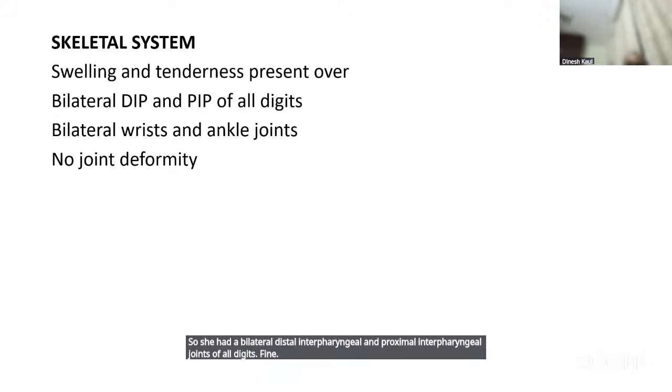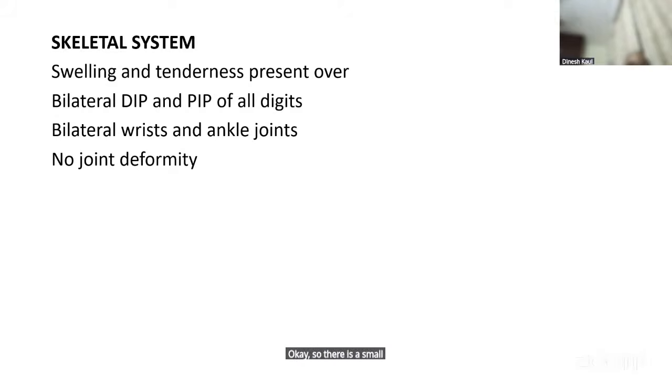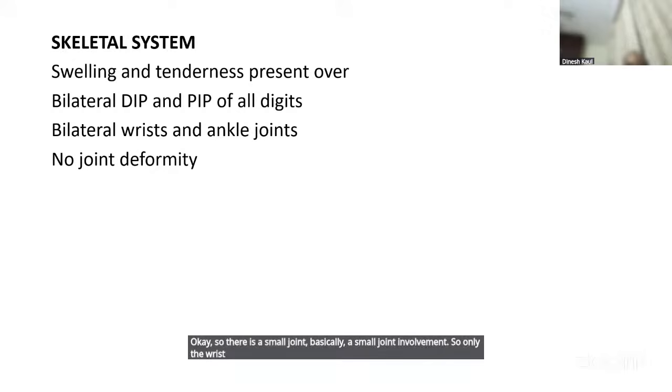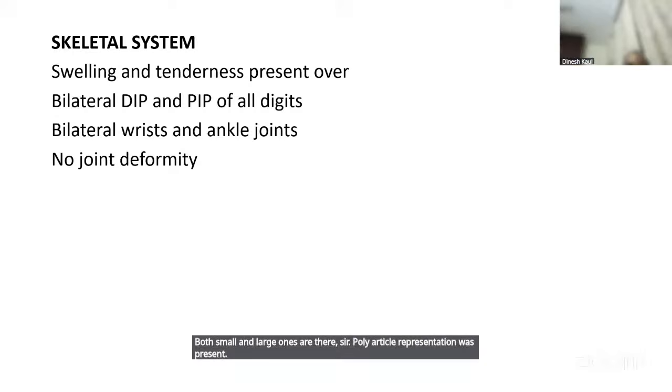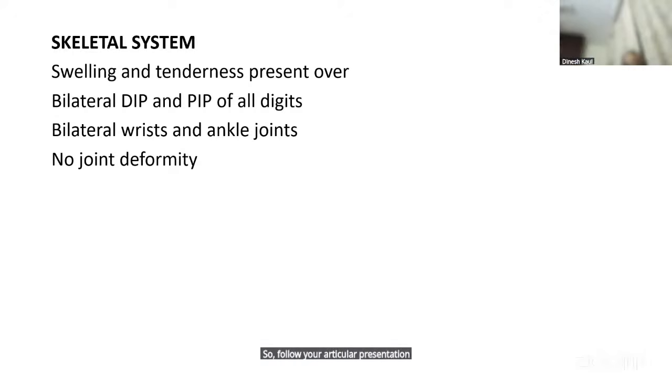Okay, so there is small joint involvement, and the wrist and the ankle joints are also involved. Okay, both small and large joints are there. So polyarticular presentation was present. Okay, go ahead.